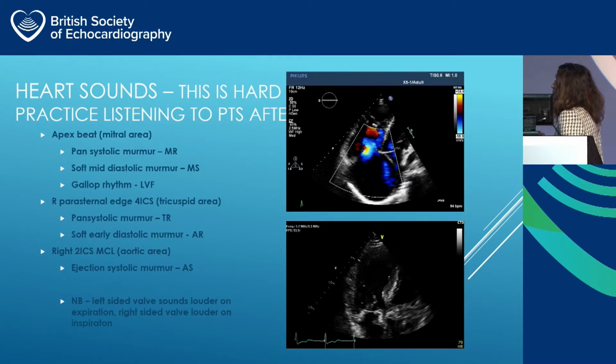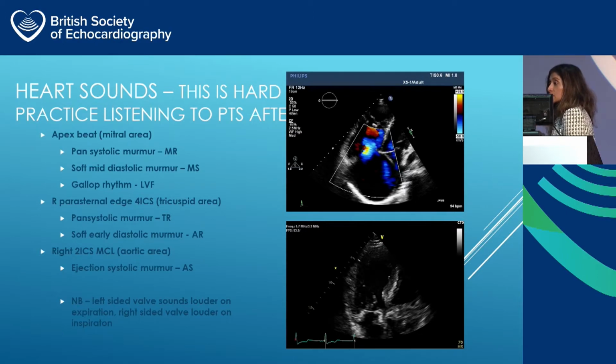So, apex beat, mitral area. You'll get a pansystolic murmur of mitral regurgitation or a soft, hard to hear, diastolic murmur of mitral stenosis. You might hear a third heart sound of left ventricular failure. If you take your stethoscope round with you onto CCU when you do ward-based echoes, that's the best place to listen for that. Right parasternal edge is where you'll have the tricuspid area, so pansystolic murmur of tricuspid regurg, or you might, bizarrely, hear aortic regurg better here. Unfortunately, this murmur breaks all the rules. The aortic area is where you hear the ejection systolic murmur of aortic stenosis.